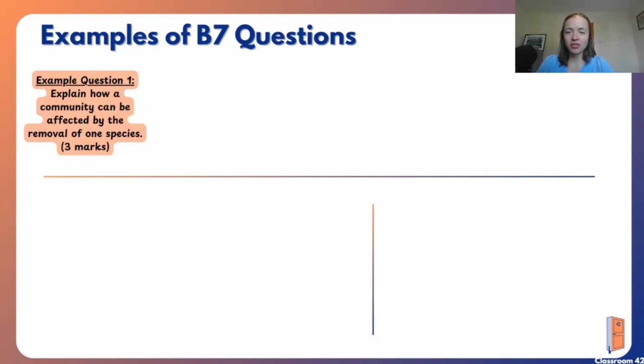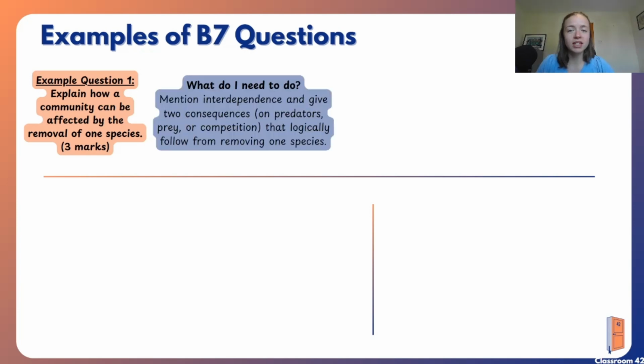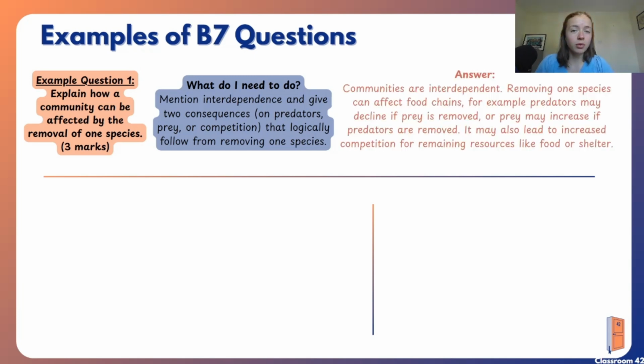So question 1, which is a 3-mark answer, is explain how a community can be affected by the removal of one species. So here, removal of one species, we need to think about what keyword from the specification is most strongly linked to this. And in this case, it is the idea of interdependence, because interdependence is the way that species rely on each other to produce stable communities. So here we want to mention interdependence and give 2 consequences, because it's a 3-mark question, that logically follow that removal of a species. So here's an example answer.